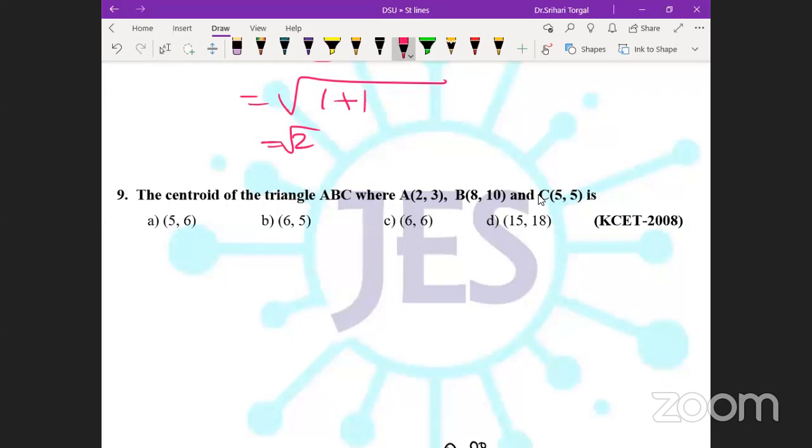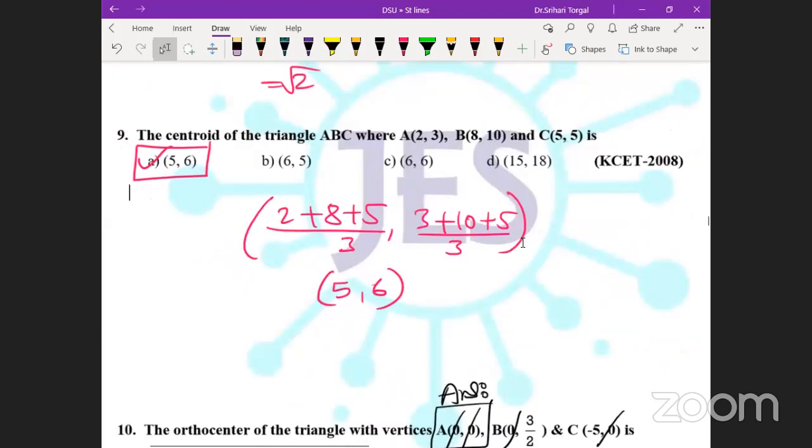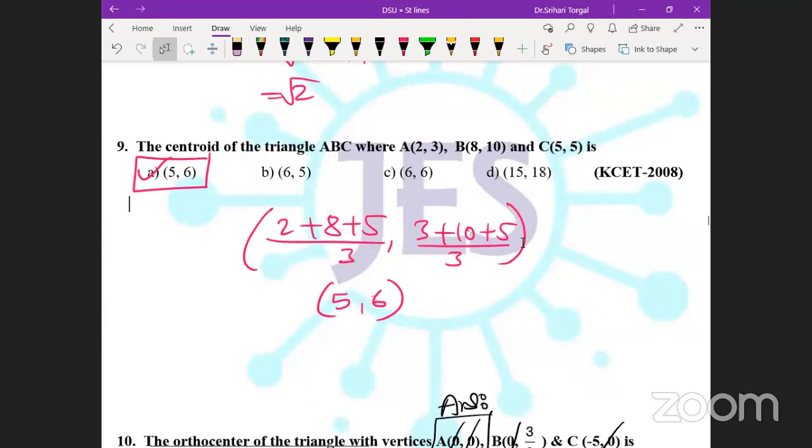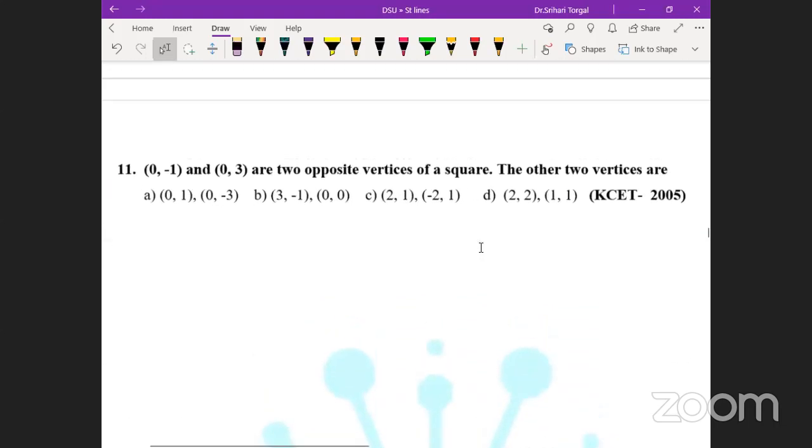Centroid: 2 plus 8 plus 5 divided by 3, comma 3 plus 10 plus 5 divided by 3. 15 by 3, what is 15 by 3? 5. This is 18 by 3, 6. Option A, correct. Is that okay? Now let's move on to this problem.